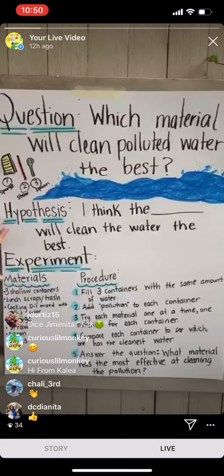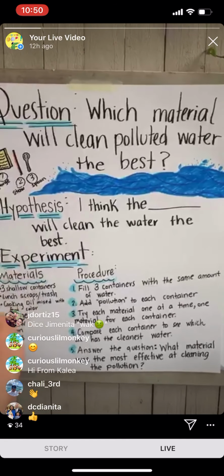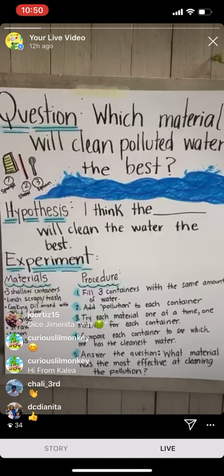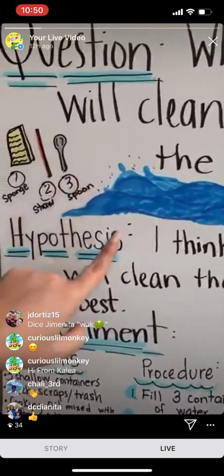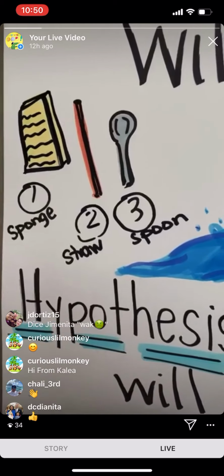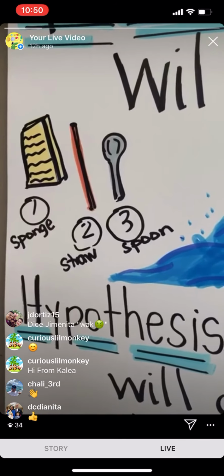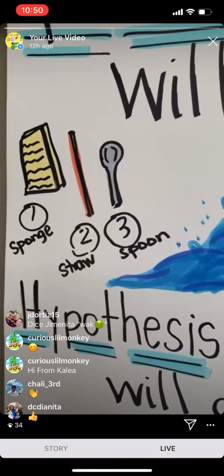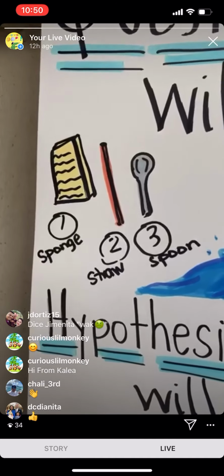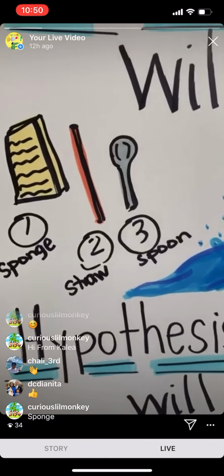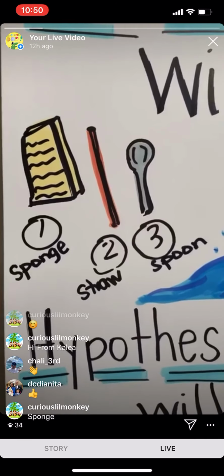Okay, so next is our hypothesis. What do we think is gonna happen? Now today you're my science sidekicks. So I need you to type in which of these, sponge, straw, or spoon, do you think will clean the water the best? So go ahead, type in your answer. I wanna see what you think. Sponge, straw, or spoon? And then we're gonna take the most. Let's see what your answers are, what you think.